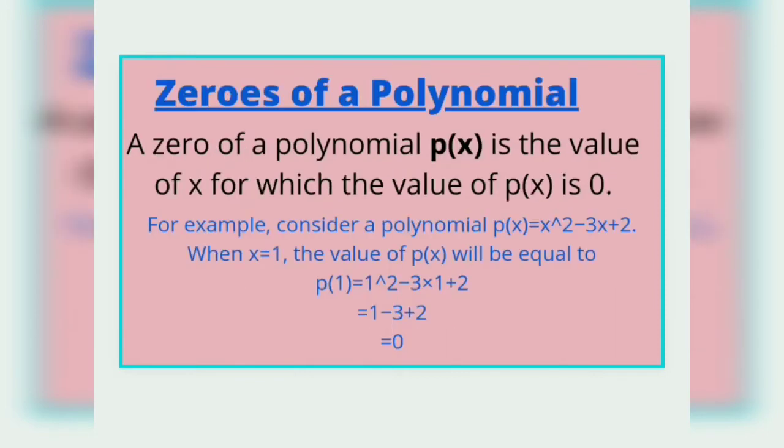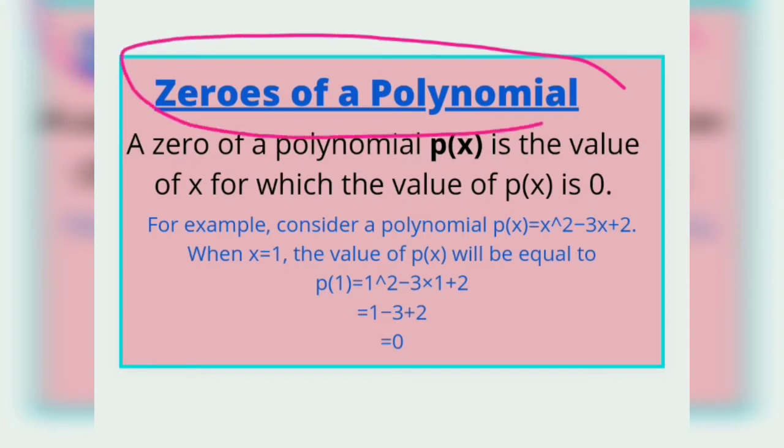This is a very important topic, that is zeros of polynomial, and that is quite easy as well. A zero of a polynomial p of x is a value of x for which the value of p of x is 0. That means, in simple terms, if they have given any polynomial to you, then just put the value of x. Suppose the polynomial they have given is x square minus 3x plus 2. So you put the value of x there, and if your answer is 0, that means that particular value of x is the zero of that polynomial.